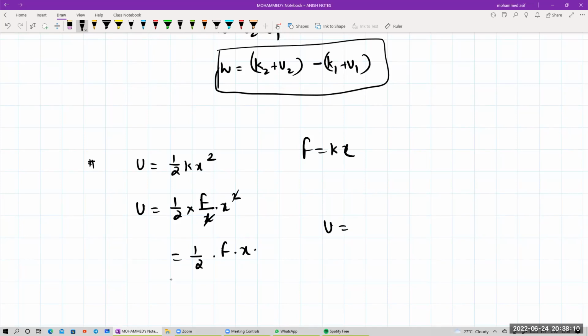Last question. Or else it can also be written as half into K into x value. From this I can write x as F divided by K, so x square is F square divided by K square. This one will get cancelled. So U is equal to half into F square divided by K. I can even write like this. Done? Yes, sir.